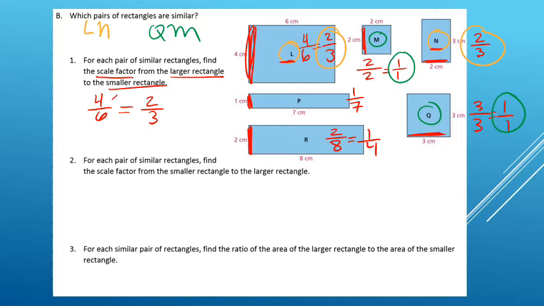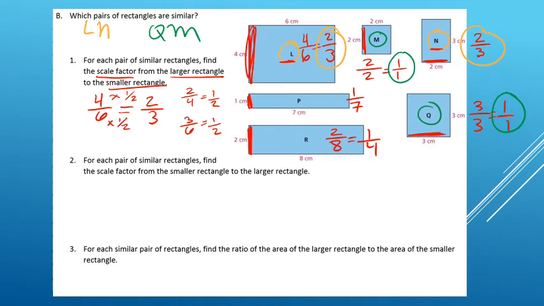So I'm going to think 4 times what makes 2? And 6 times what makes 3? So you might think about doing 2 divided by 4 or 3 divided by 6 to find that number. And in this case, I'm going to find 1/2 is my scale factor. And so 4 times 1/2 makes 2, 6 times 1/2 makes 3.